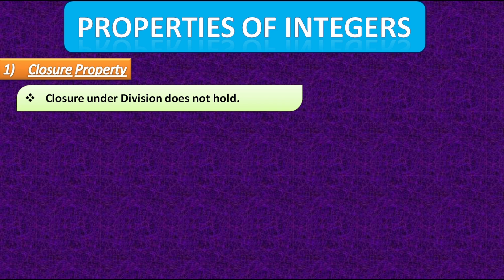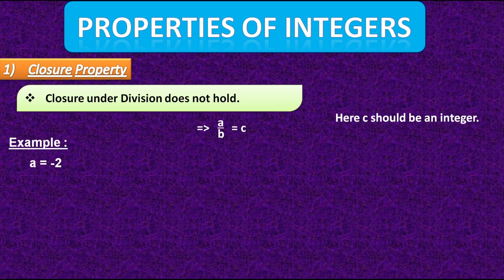Why? I'll tell you. Closure under division means when we divide any two integers, we should get the answer as an integer. That means a upon b is equal to c, where c should be an integer. Okay, let's check it with the help of an example. See here, I am taking the value of a as minus 2 and b as 7. When I divide minus 2 by 7, then I either have to keep this number as it is, or else we have to divide it with the help of a decimal point. But then the number will be a decimal number, not an integer.